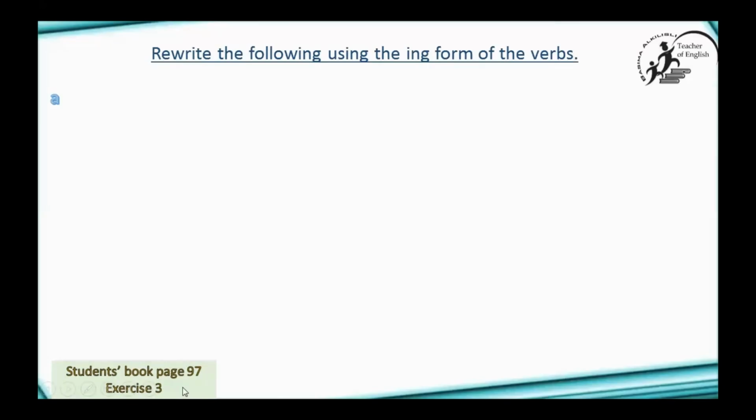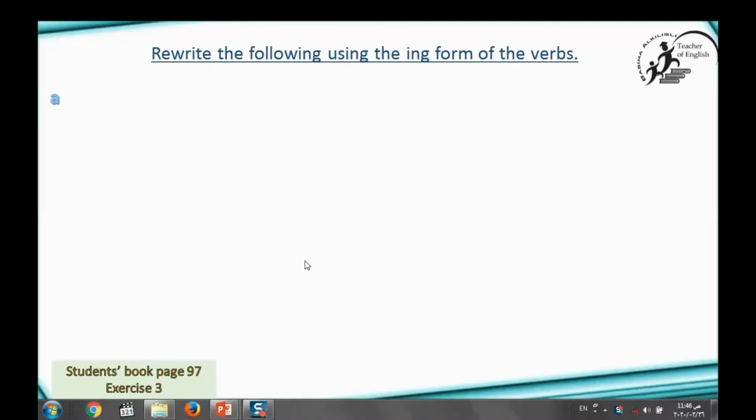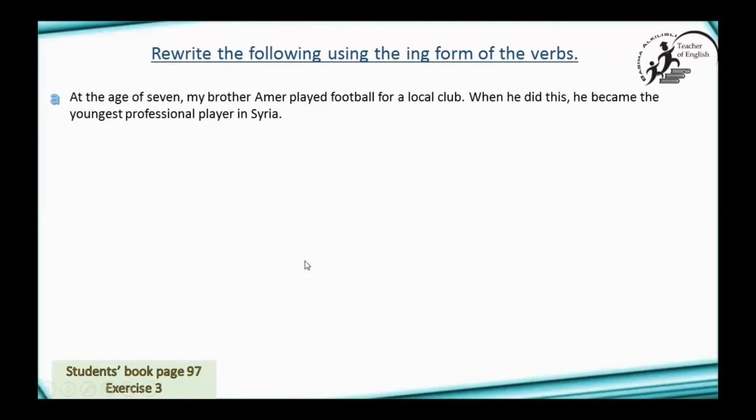Your student's book, page 97, exercise number 3. The question is, rewrite the following using the ing form of the verbs. The first sentence. At the age of 7, my brother Amir played football for a local club. When he did this, he became the youngest professional player in Syria. Where is the second sentence? When he did this, he became the youngest professional player in Syria. How can we add this sentence to the first one?